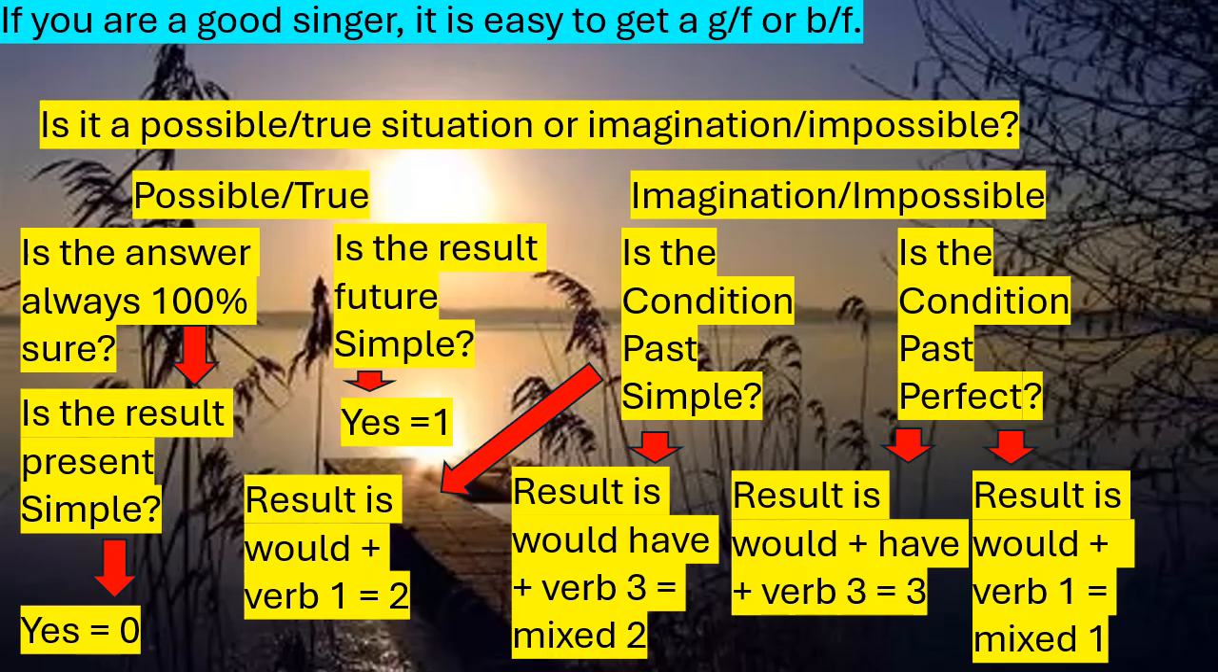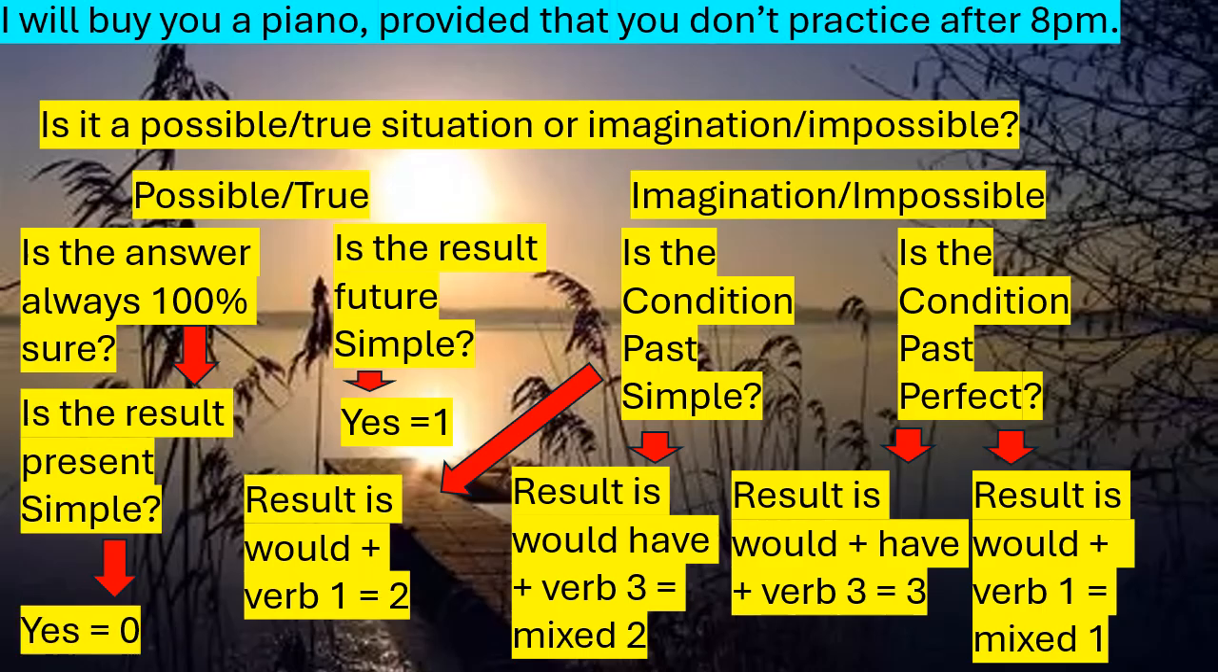If you are a good singer, it's easy to get a girlfriend or boyfriend. Is it possible, true situation, or are we talking about imagination? And it's a possible or true situation. Is it always 100% sure? And yes, it is. The result is present simple. Yes, it is. It's easy. It is easy. And so this is a zero conditional.